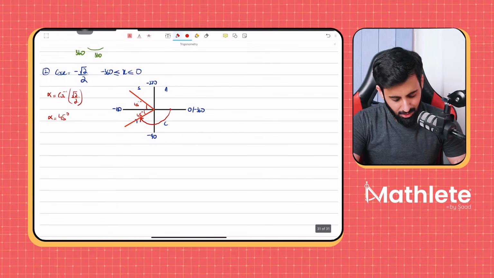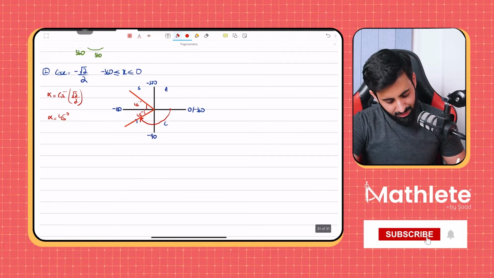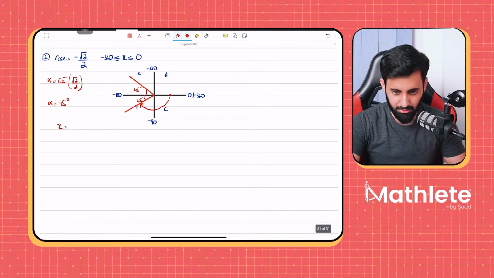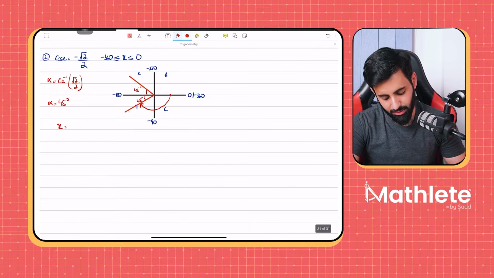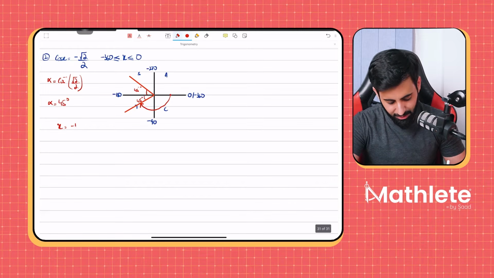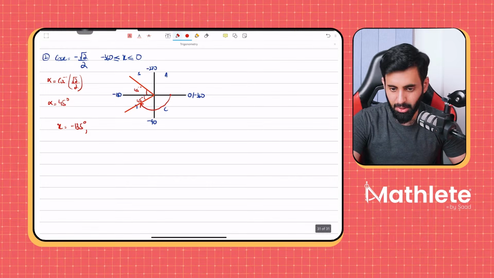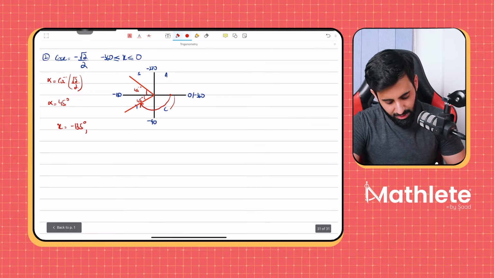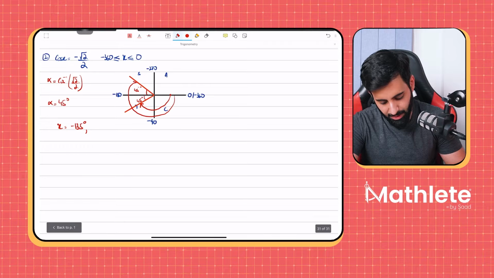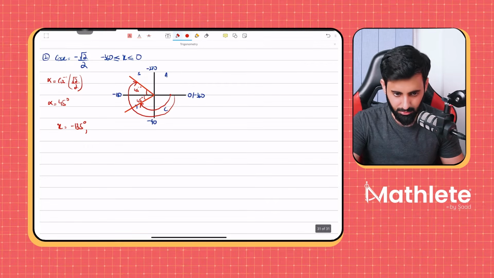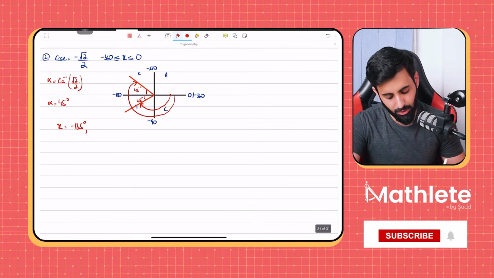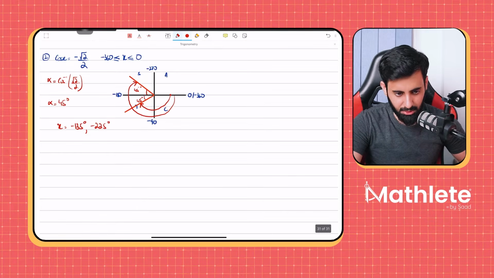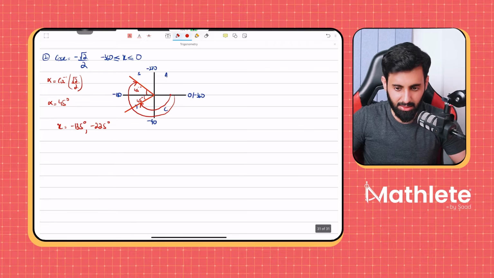Okay, so this angle would be, since we have measured this in a clockwise direction, theoretically 180 minus 45, but because we measured it in a clockwise direction, it's going to be minus 135. And then, what about the angle right after? This will be 180 plus 45 in value, but because we've done it in a clockwise direction, this will be minus 225.